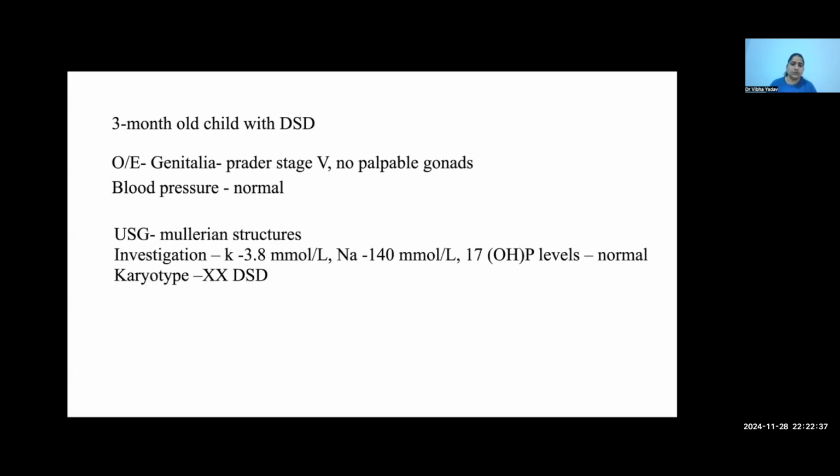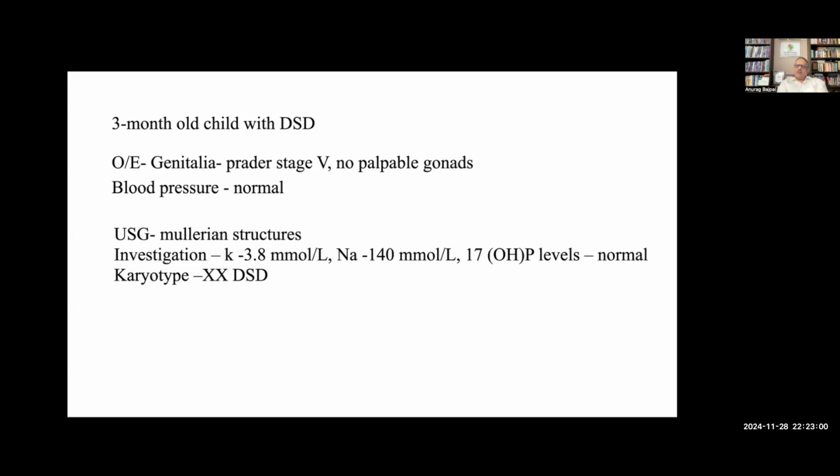Next one. We have this 3-month-old child who presented with DSD. On examination, we found that the Prader stage was 5, but there were no palpable gonads, and the blood pressure was normal in this child. On the USG, the Mullerian structures were present. Potassium was normal, sodium was normal, 17 OHP was within the normal limit, and the karyotype was found to be XX. So this is a clear-cut case. We have somebody with no palpable gonad, Mullerian structures present, XX-DSD, CAH ruled out.